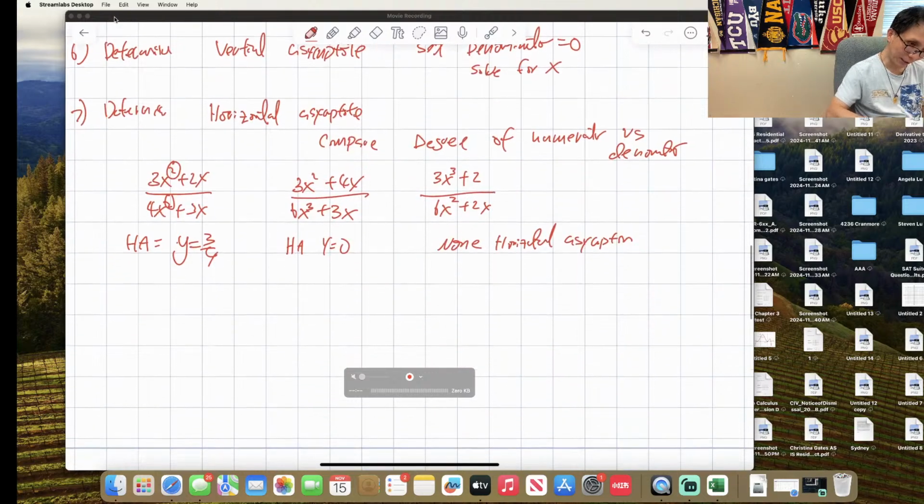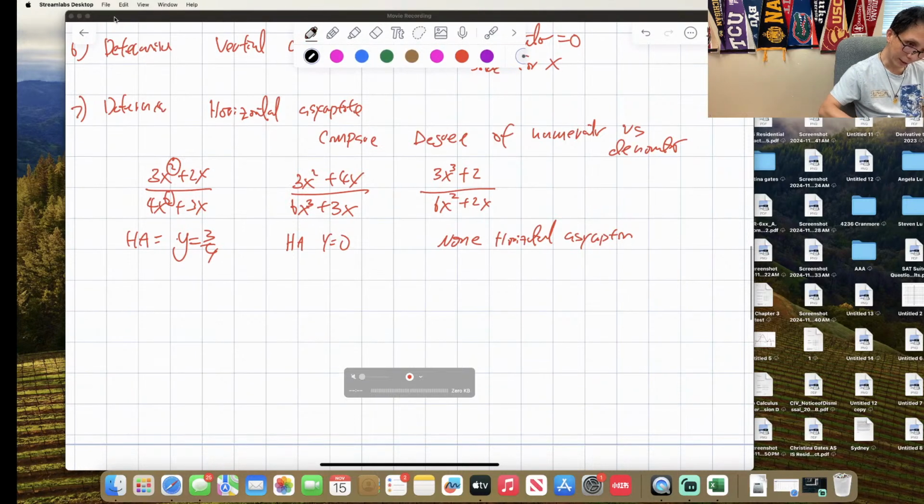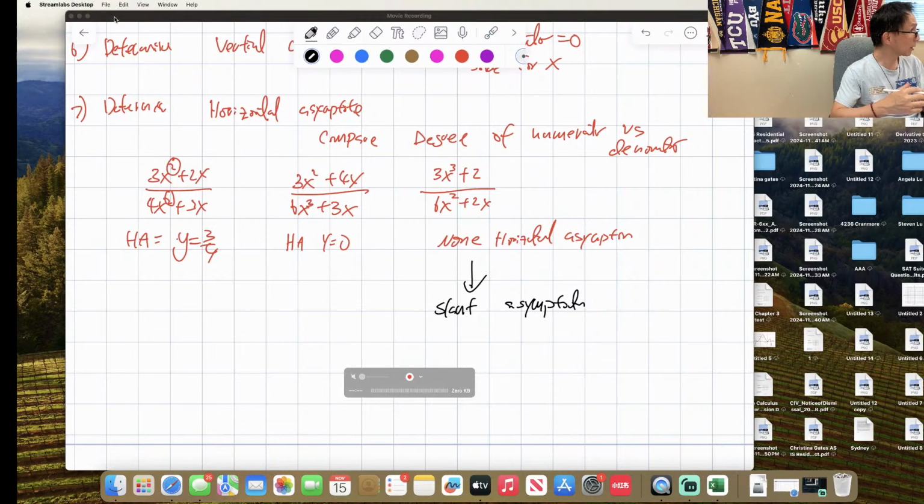However, that leads to the next topic, a slant asymptote. If the numerator has a degree one larger, it's going to be slant. And the way to determine a slant asymptote is to do long division. So there's a lot of things happening here. Long division.